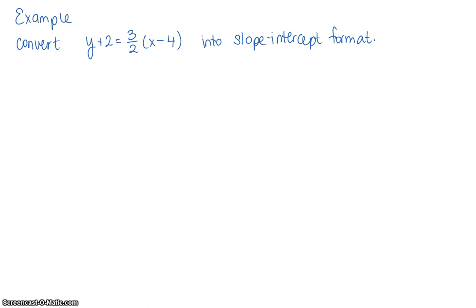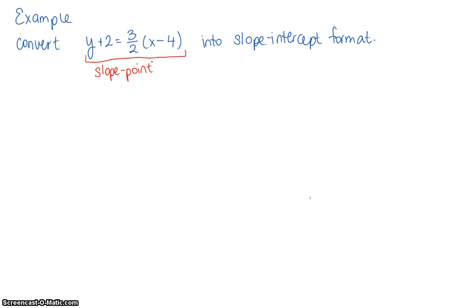Here's another example of how to convert between different formats. So I'm now asking you to convert y plus 2 is equal to 3 over 2 times x minus 4 into slope-intercept format. Now again, we have to identify what we're working with. This is referred to as slope point format, or point slope.